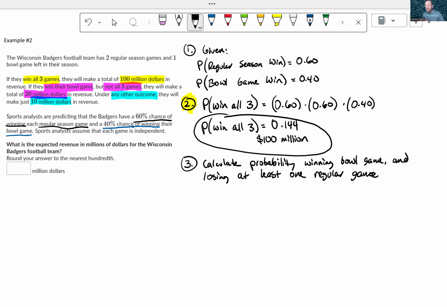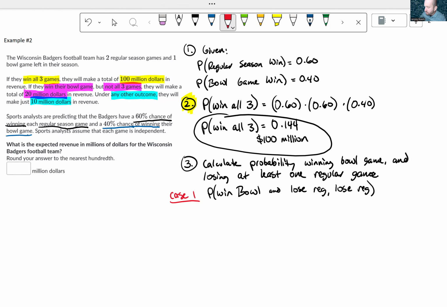Okay, so there's different ways for this to happen, and I'm going to write down all those ways. We'll write this as case one or scenario one. This is going to be the probability they win the bowl game and lose a regular game, and then they lose another regular game. That's one combination.